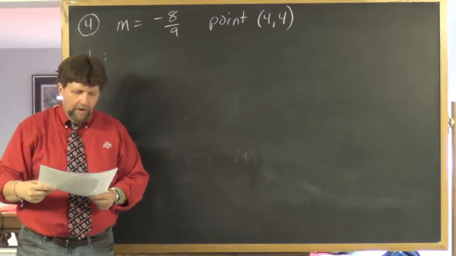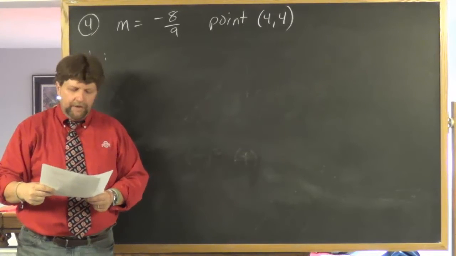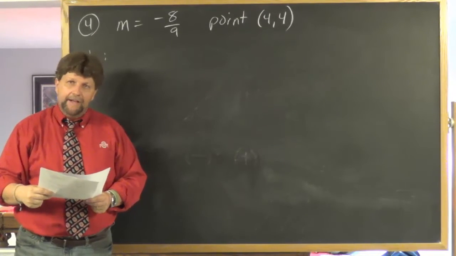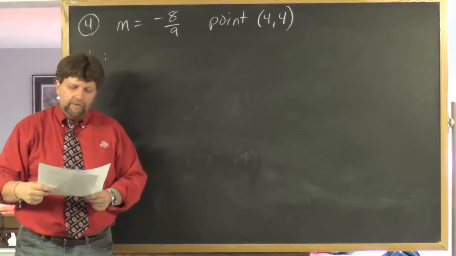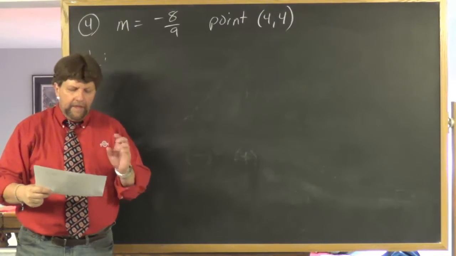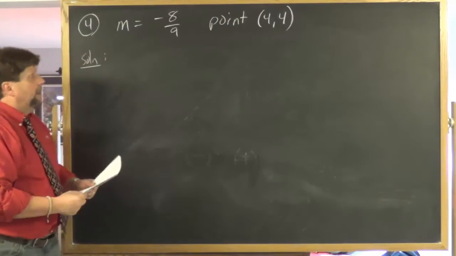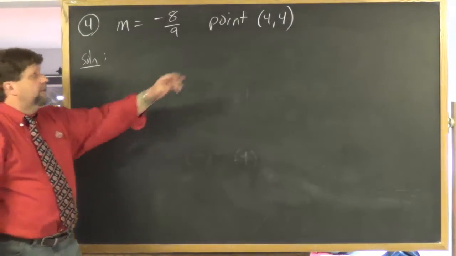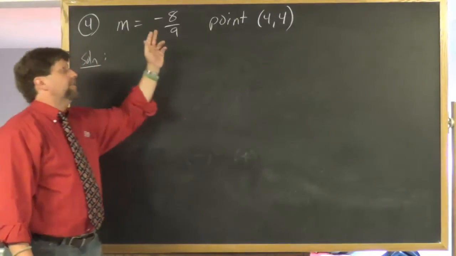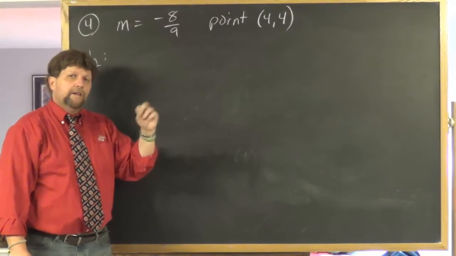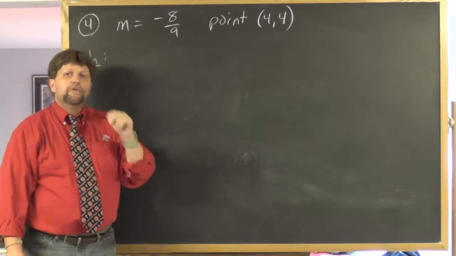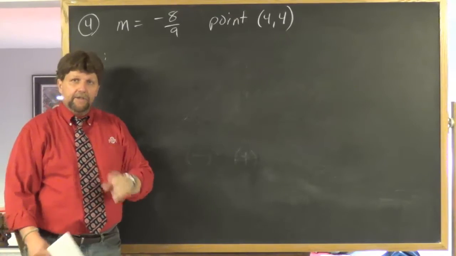Hey, in number 4, I asked you to determine the equation of the line that has a slope of -8/9 and passes through the point (4, 4). Then I said, write your answer in slope-intercept form. All right, folks, here's the deal. You know a point on the line, and you know the slope. Why don't you use point-slope form to get started?